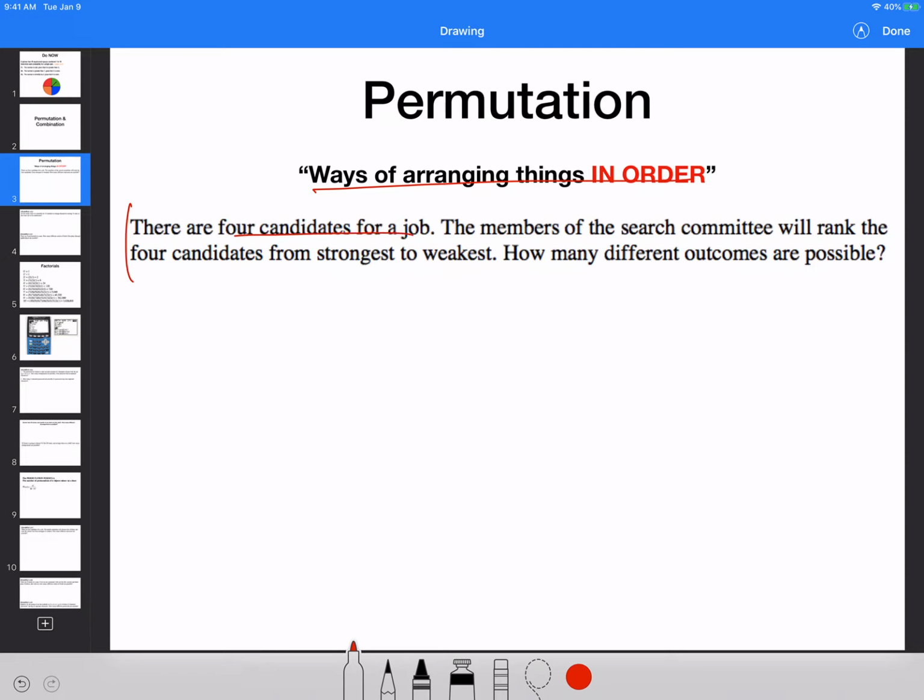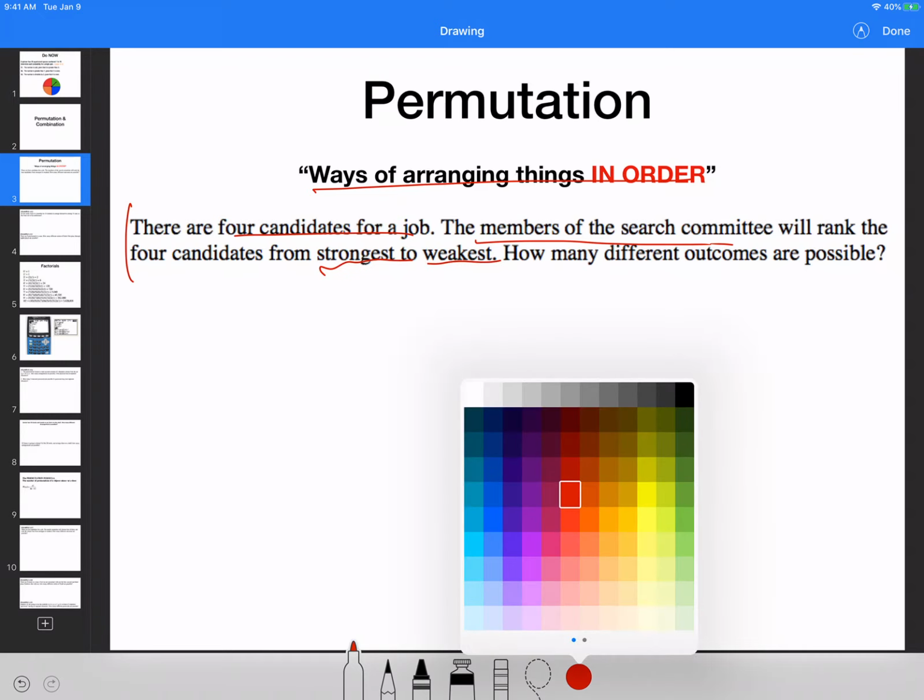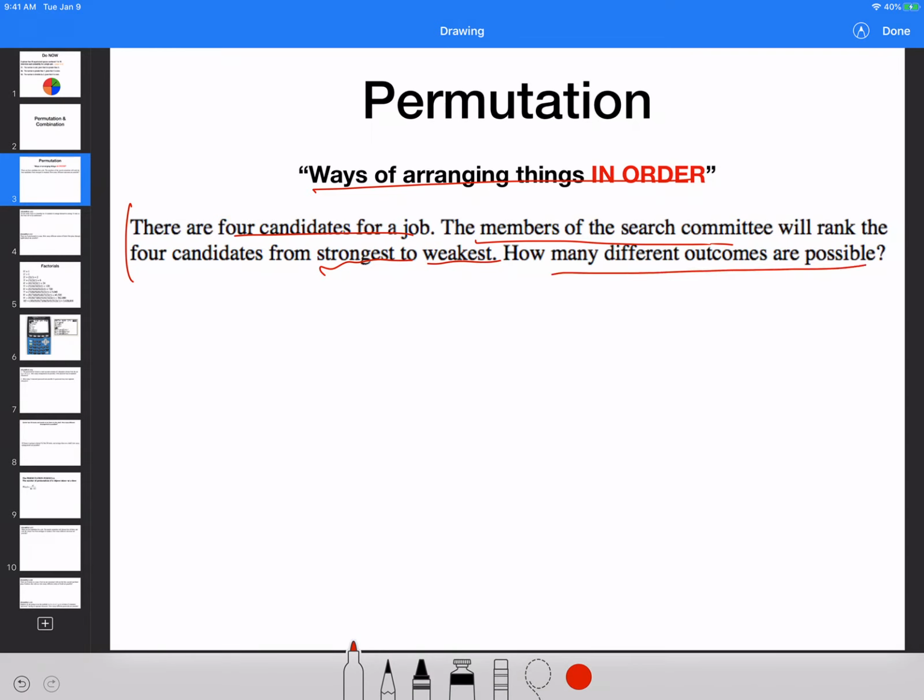There are four candidates for a job. The members of each of the search committee will rank the four candidates from strongest to weakest. How many different outcomes are possible? So if we're going to order four people in four different spots, I believe that there were two ways to do it. There was a way to make blanks, like 1, 2, 3, 4, or there was an actual formula for permutation, which was nPr, n factorial over n minus r factorial. Either way will work out perfectly.